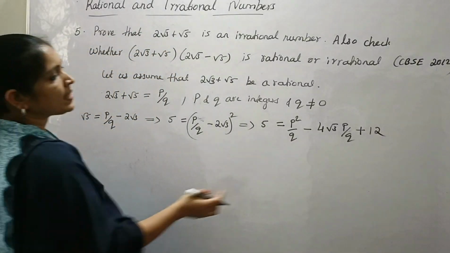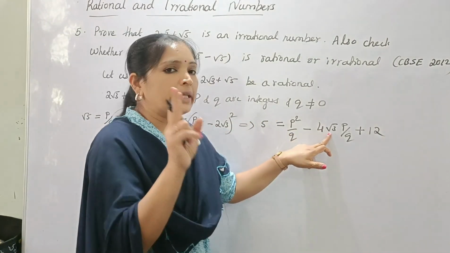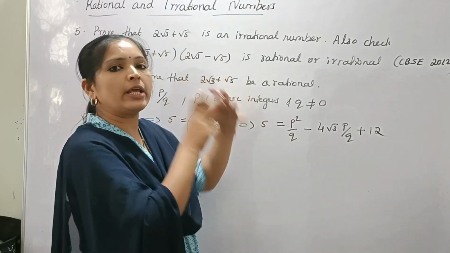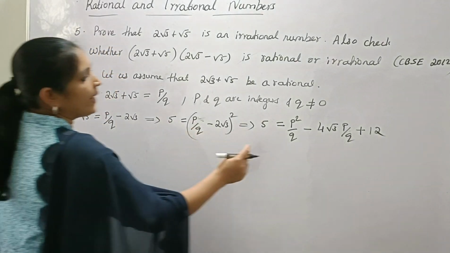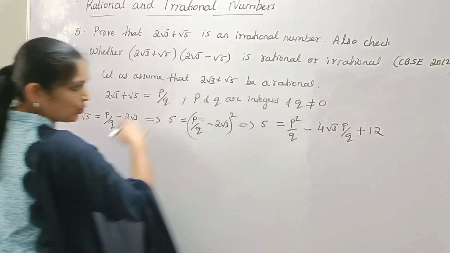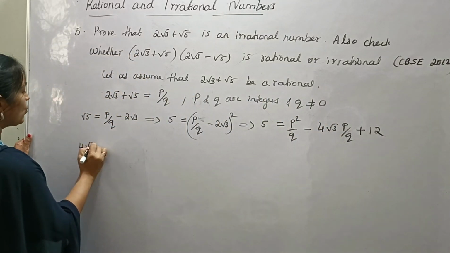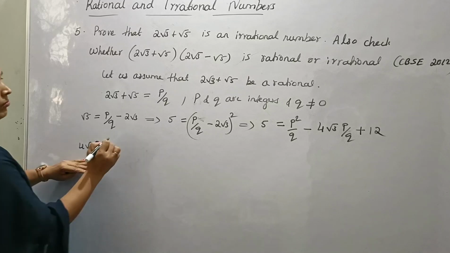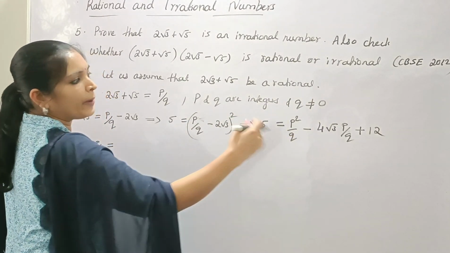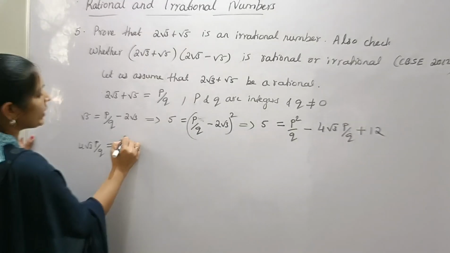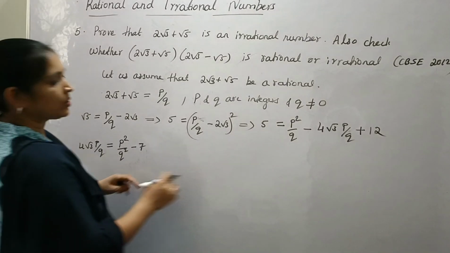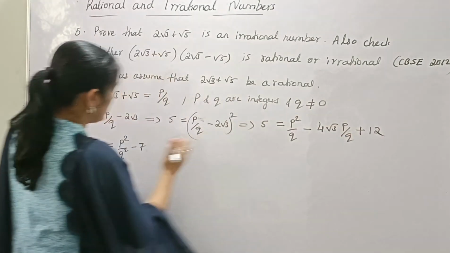Okay. After that, see here only one irrational number, root 3. So now we have to keep this root 3 on one side. So for that, let's take 5 there, and take this minus 4 root 3 p by q to the left side. So 4 root 3 p by q is equal to, take 5 to the right side. So 12 minus 5, 7. So p square divided by q square plus 7. Sorry, plus 7, right? 12 minus 5 plus 7.